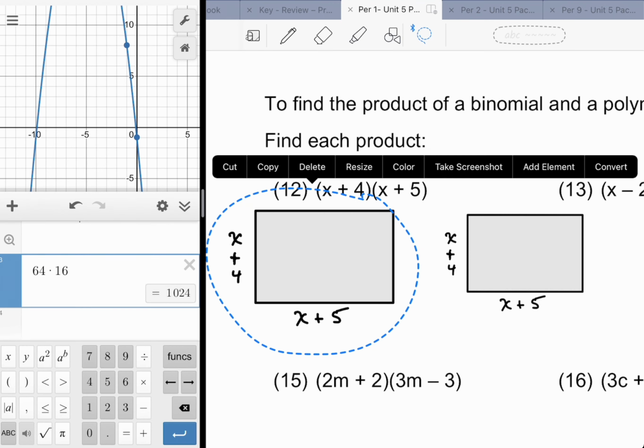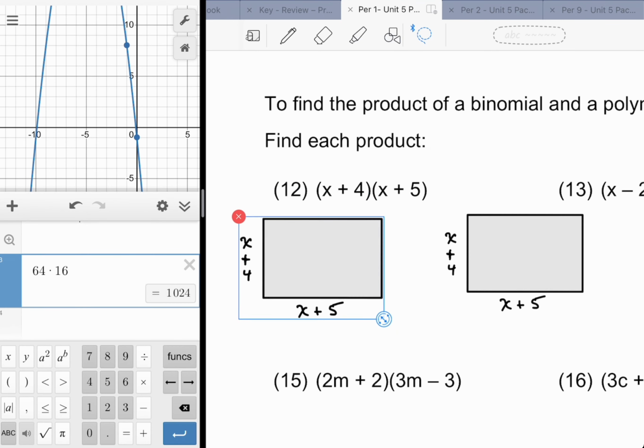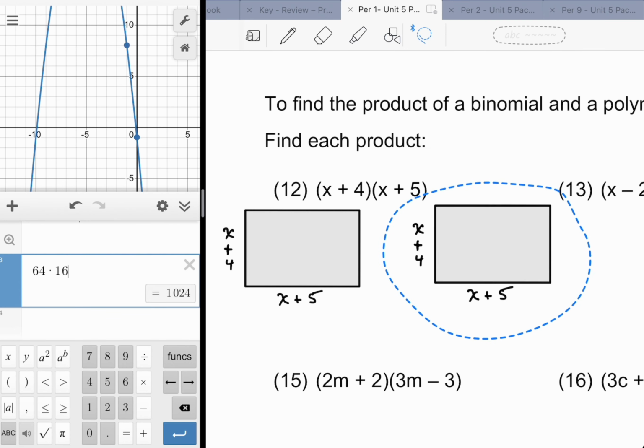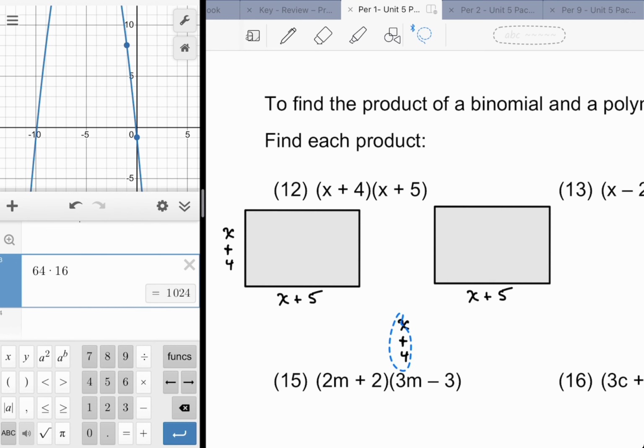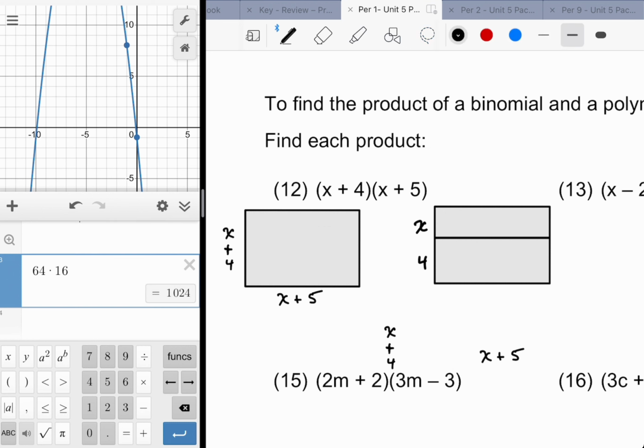So what I'm going to do is pretty much what I did on the previous page. That is, break up each dimension based off of the 2 values that I see. I have an x plus 4. That means one part of this is x, and the other part of it is positive 4. All right, so I'll just kind of split it like that. I don't know which is bigger, so I'll just make it a little lopsided. Same idea for the base dimension. One part of it is x, and the other part of it is 5. So I'll do it like this. I'll throw the x over here.